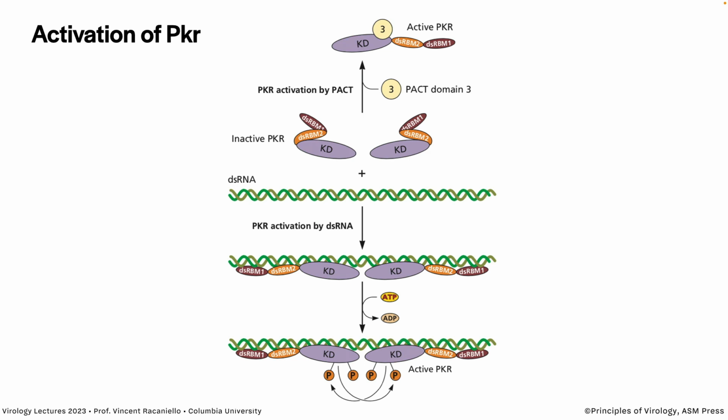Let's look at PKR. Cells have a gene that encodes PKR. It is translated as an inactive protein. Here it is, inactive PKR. It has a kinase domain, which is the part of the protein that puts the phosphate onto EIF2 alpha. And then it has two double-stranded RNA binding motifs. These are parts of the protein that bind double-stranded RNA.